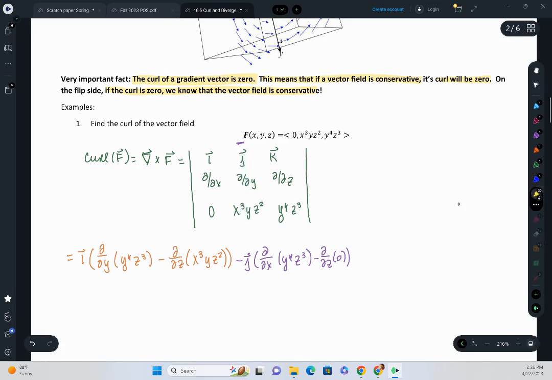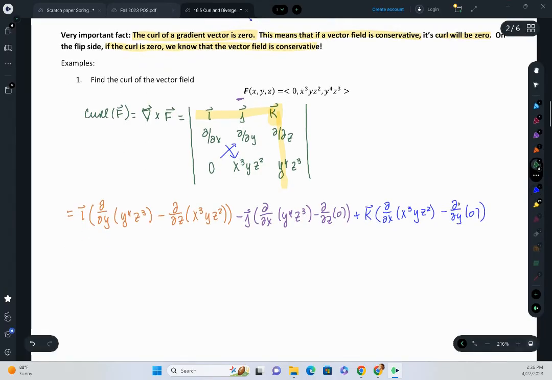We have our last component k. Cross out the row and column, and we can focus on our 2 by 2 determinant that we need to calculate. So we get plus k hat and then del del x of x cubed yz squared minus del del y of 0.